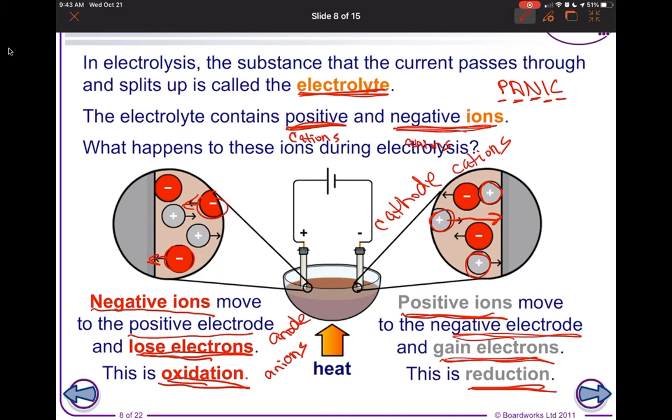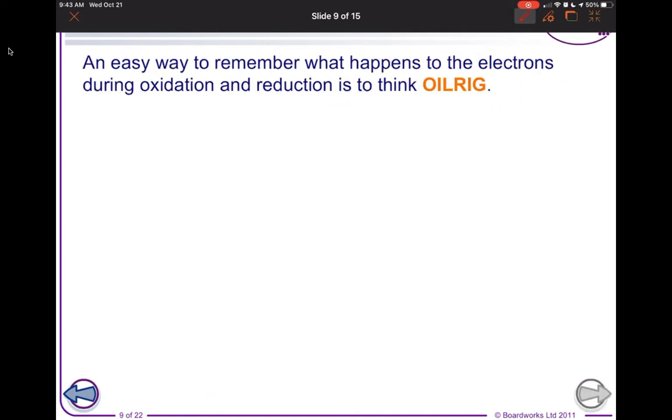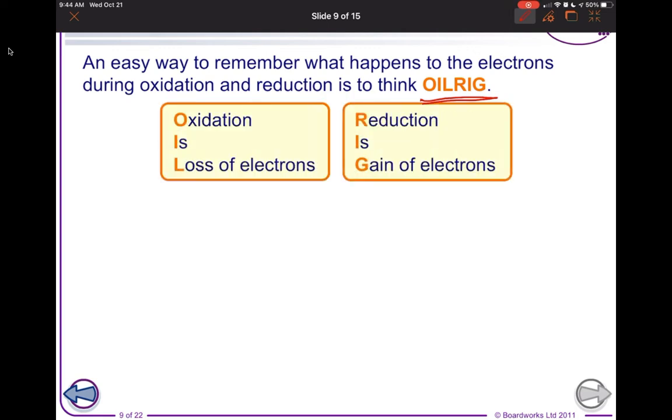I know that sounds confusing. We're going to work with it though. There's an easy way to remember what happens during oxidation and reduction, and I had you write this down before I break too. OIL RIG. Oxidation is loss of electrons. Reduction is the gaining of electrons.